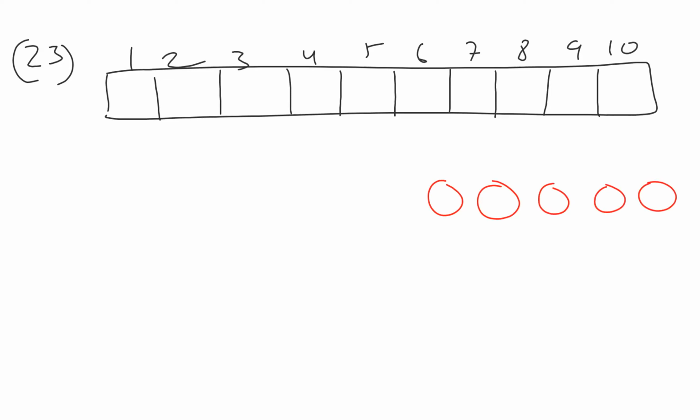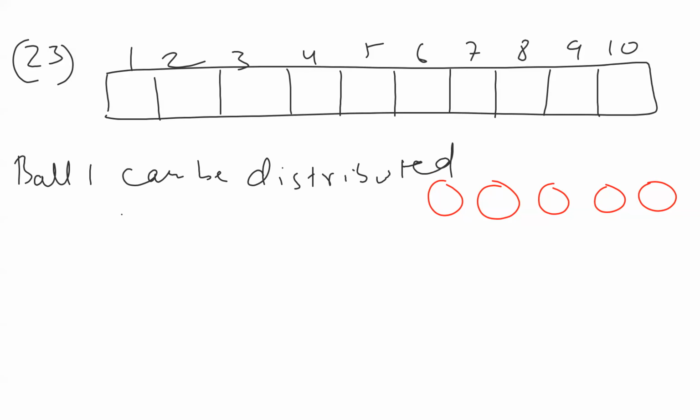So first ball, ball number 1, can be distributed in anyone? How many ways? 10. 10 ways. Correct. Good. Because there are 10 options. So ball 1 can be put in 10 ways. So suppose I'm putting it over here at box number 4.